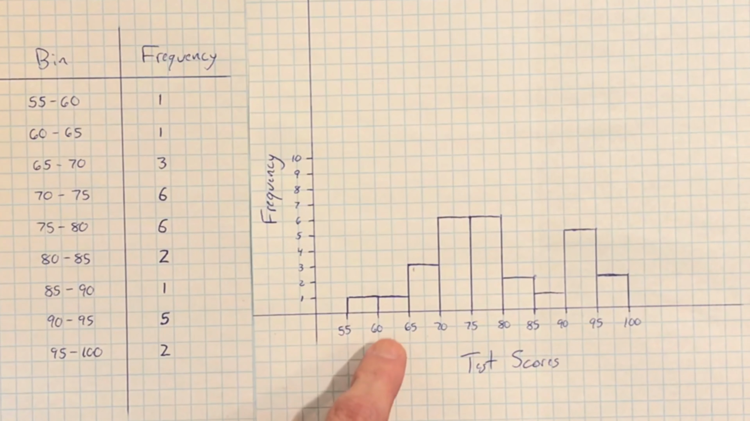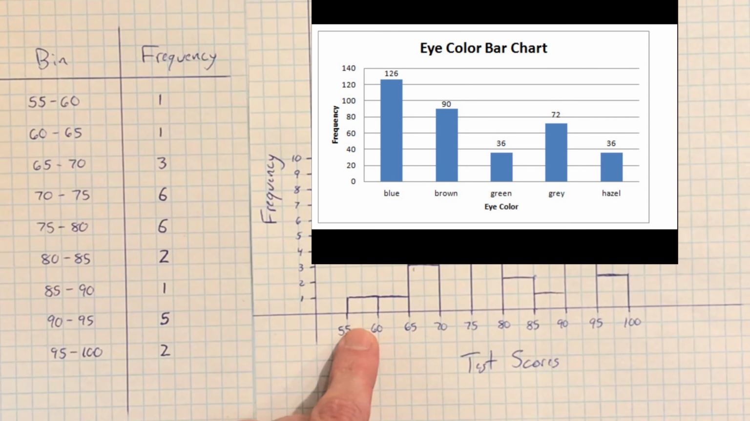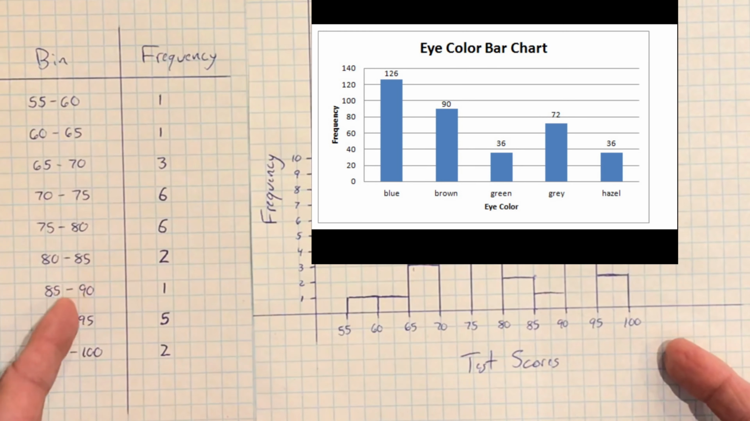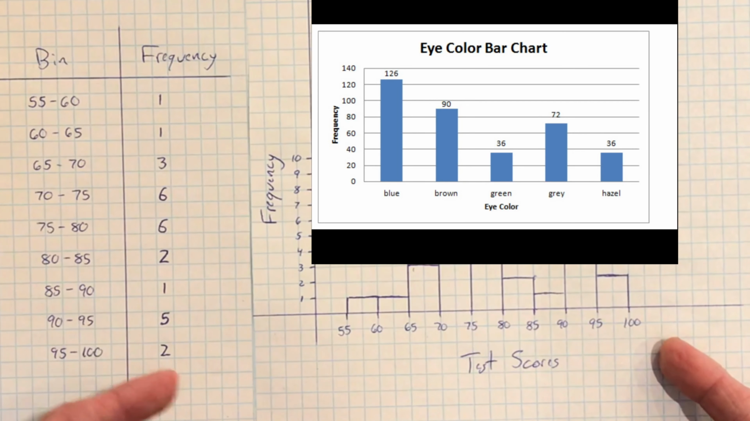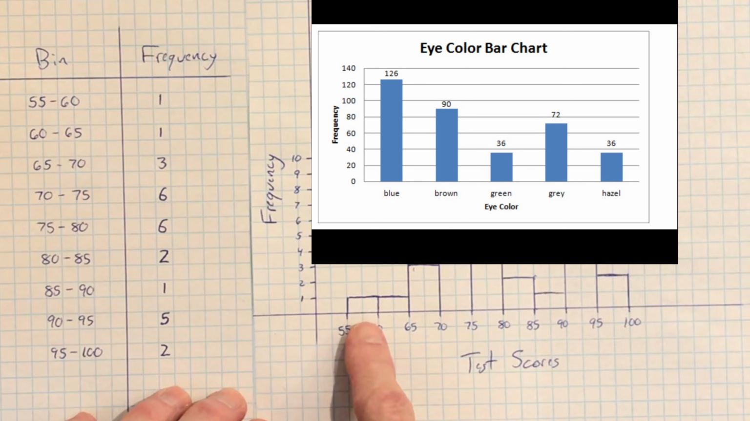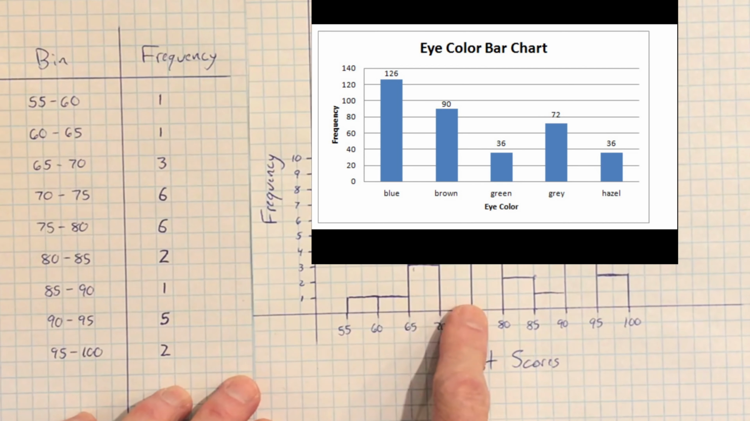Notice this is a histogram, not a bar chart. What's the difference, you ask? Well, in a histogram, you have numerical data, not categorical data. An example of categorical data would be something like eye color. Also, you will notice these bars touch one another. In a bar chart, they do not.